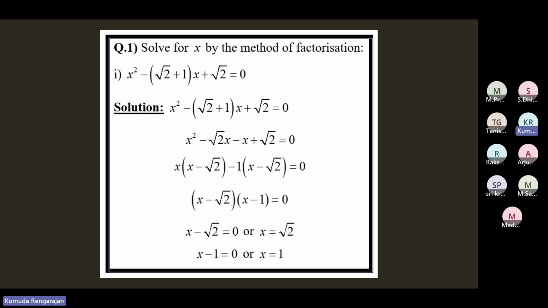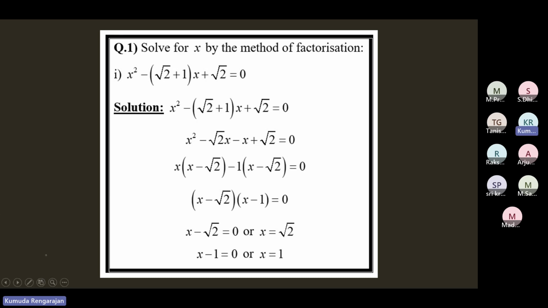So x minus root 2 is equal to 0, x is equal to root 2. When x minus 1 is equal to 0, x is equal to 1. So the roots or the solutions are root 2 and 1. Which means these are the only two values of x that will satisfy this quadratic equation.